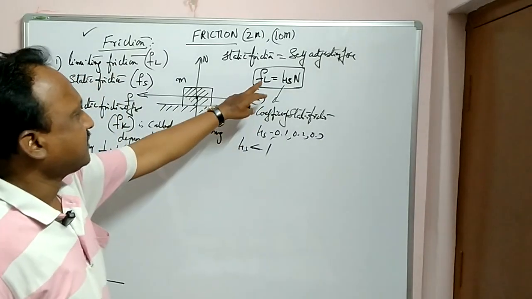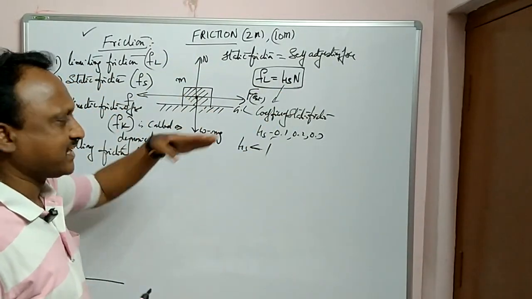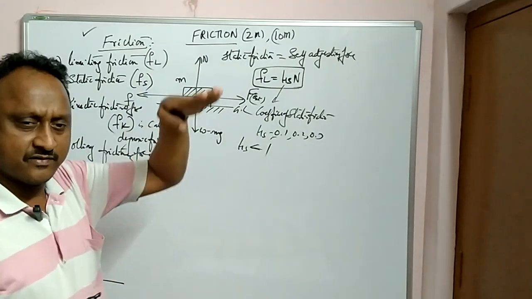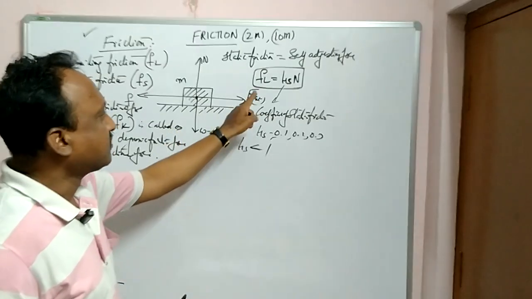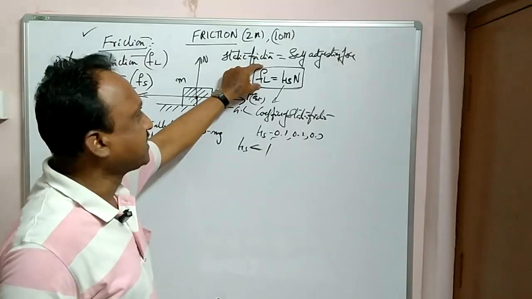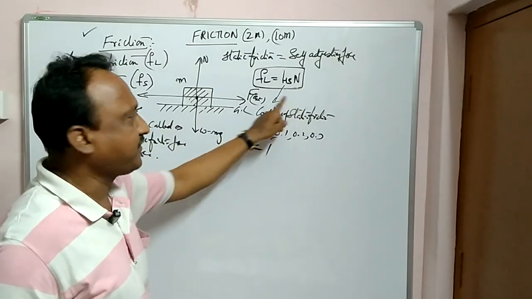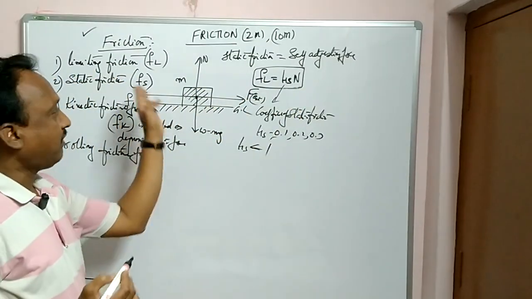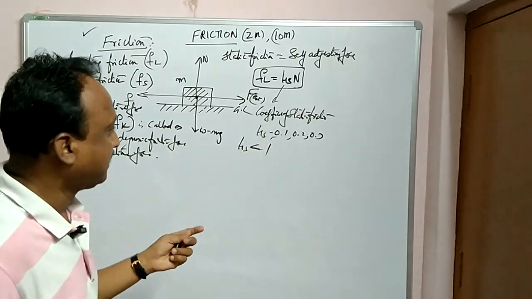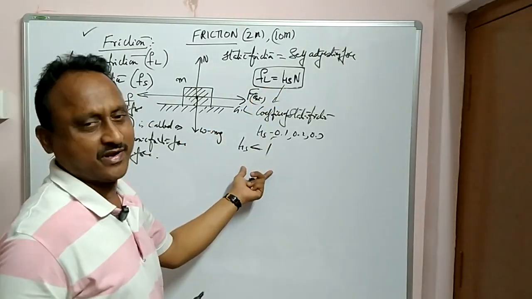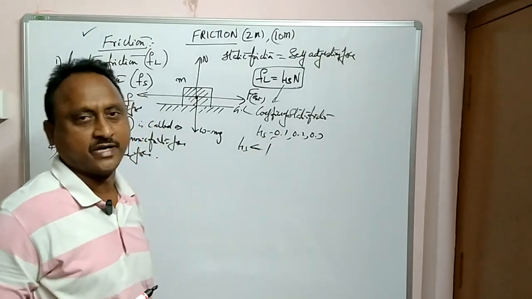N here is the normal force. Normal force means, depending upon the surface: if it is a straight surface, weight will be acting; if it is an inclined surface, components will be acting. So the limiting frictional force is equal to the coefficient of static friction into the normal force. On a plane surface, normal force is equal to weight. On an inclined surface, normal force is equal to its component, which we will discuss later. And the mu s value is less than 1; it can be taken as 0.1, 0.2, 0.3, and so on.